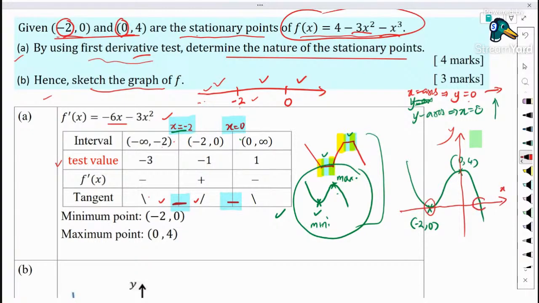And you should see that there is one more x-intercept I need to find out. So maybe we spend some time doing the calculation on this point using a calculator, where we can try to figure out the answer by solving 4 minus 3x squared minus x to the power 3 equal to 0 in your calculator. Then you press the button shift, calculate.